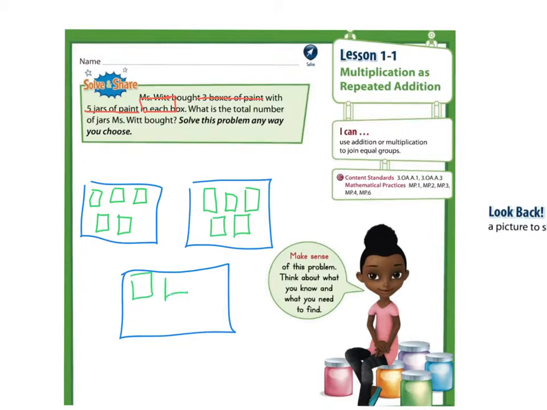Remember, your drawings do not have to look exactly like the objects that are talked about in the problem. You can see that I have 3 boxes, and there are 5 jars in each box. The question asks us, what is the total number of jars Miss Witt bought? I can see that there are 5, 10, 15 jars. So Miss Witt bought 15 jars of paint.